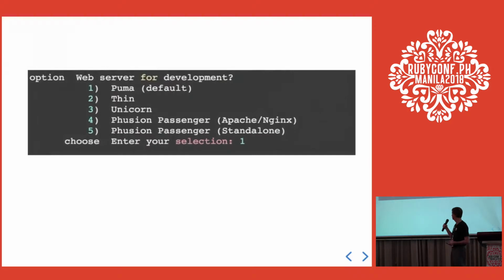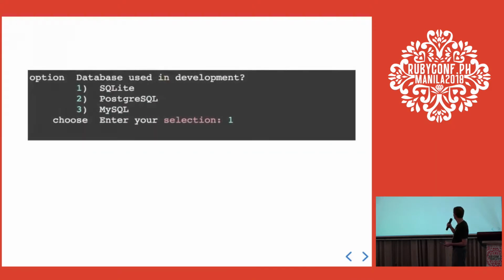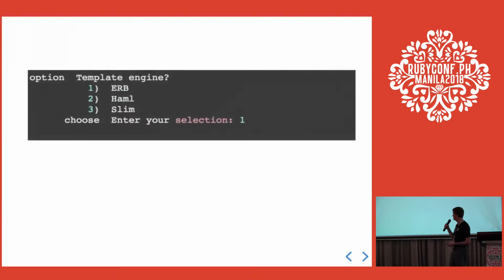First choice is a web server for development. Puma is the standard default choice now for Rails since 5.1. We use the same one for production, and just for this, since it's the local computer here, I'm going to use SQLite for our database. You could also use Postgres or MySQL. I'm going to use the template engine ERB because it's most familiar to people, but if you prefer saving some keystrokes with your view files when you're doing your HTML, you could choose Haml or Slim as a choice.